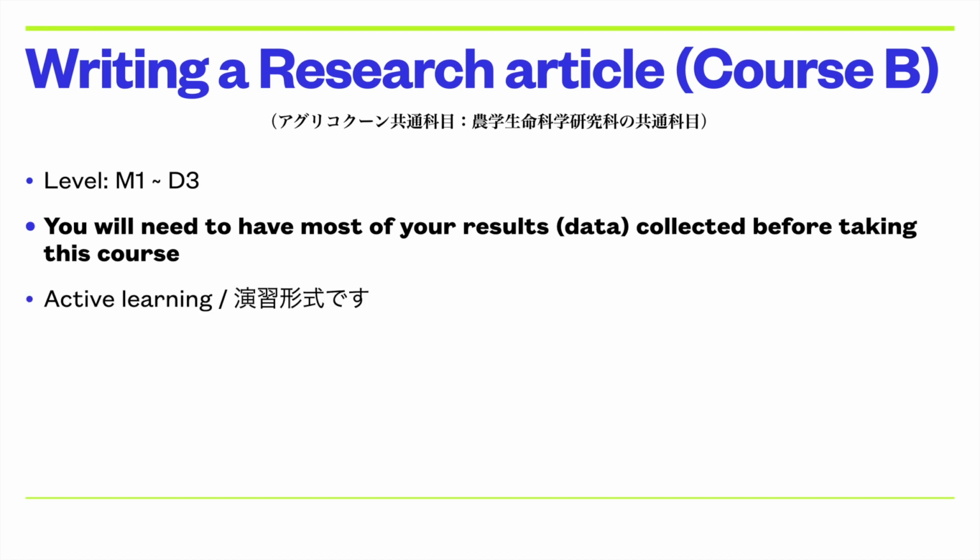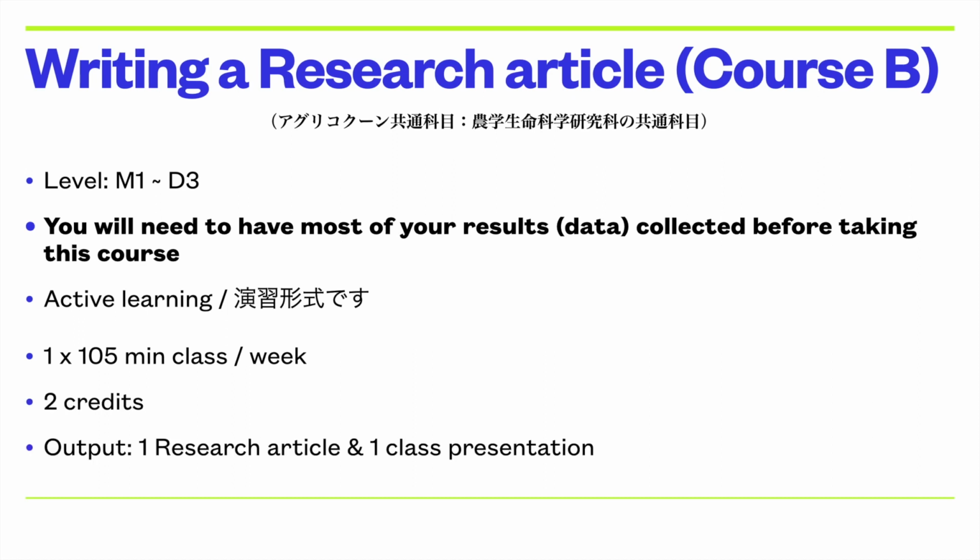Most activities in class are through active learning, which mainly involves doing peer or group work. There is one 105-minute class per week. This course is worth 2 credits, and by the end of the course, you will need to submit 1 research article and have given 1 class presentation.